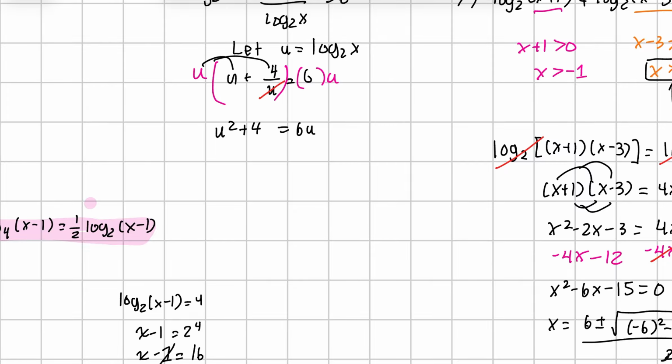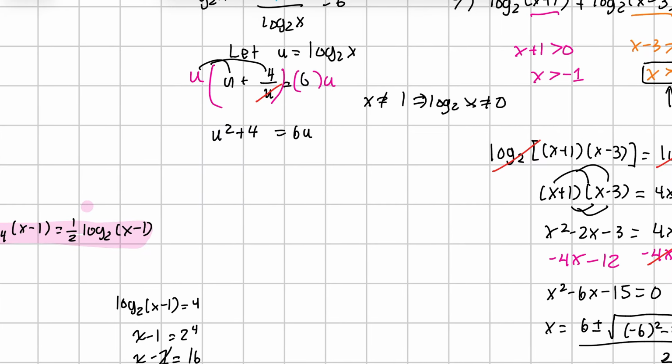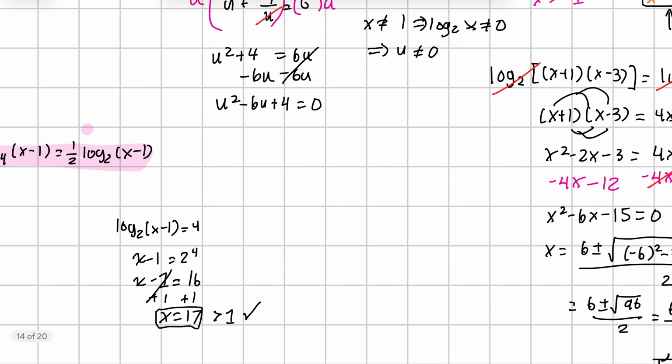So because x cannot equal 1, that means that log base 2 of x cannot equal 0. Therefore, u cannot equal 0. So what this means is we can just move the 6u over here. We have u squared minus 6u plus 4 is equal to 0. And we can just take the quadratic formula here. 6 plus or minus the root of (-6) squared minus 4 times 1 times 4.